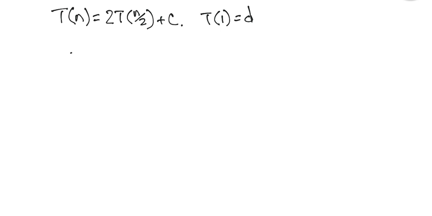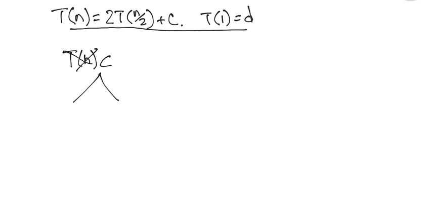So let's start off with a degenerate tree where the only node in it is a single node which has value T of n. Now we can replace this by looking at the formula, which says that T of n is actually 2 times T of n over 2 plus c. So we can replace T of n with 2 copies of T of n over 2 plus a c. Now there's nothing special about n. We can apply the same formula to n over 2. And by substituting n over 2 in for n in the formula, we'll see that T of n over 2 is equal to 2 copies of T of n over 4 plus c.